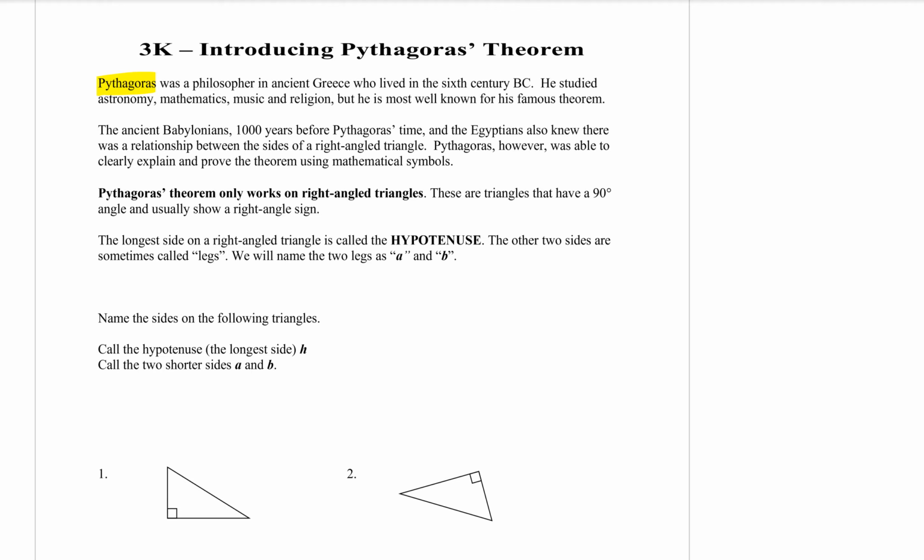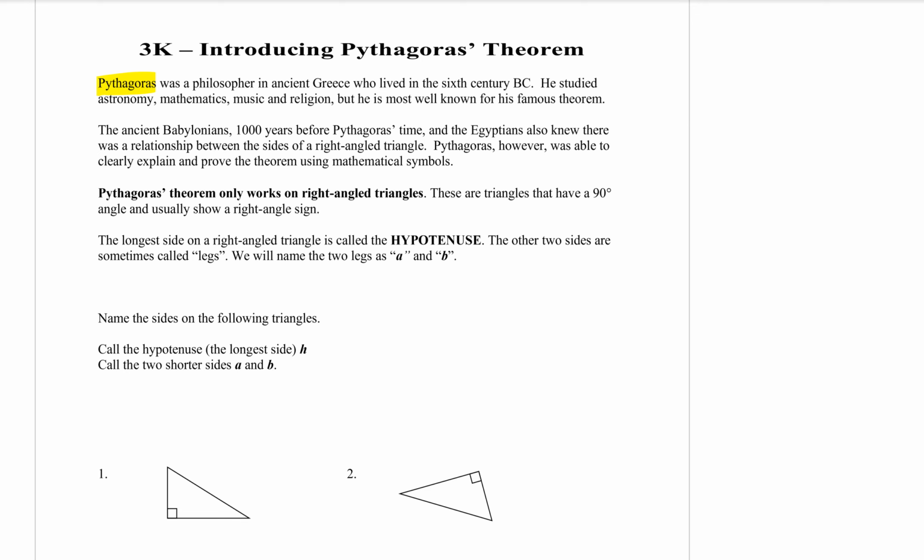Wilfred something Pythagoras, whatever his name is. He is a philosopher in ancient Greece who lived in the 6th century BC. He studied astronomy, mathematics, music, and religion, but he's most well known for his famous theorem. Okay, and that's the one we're going to learn about.